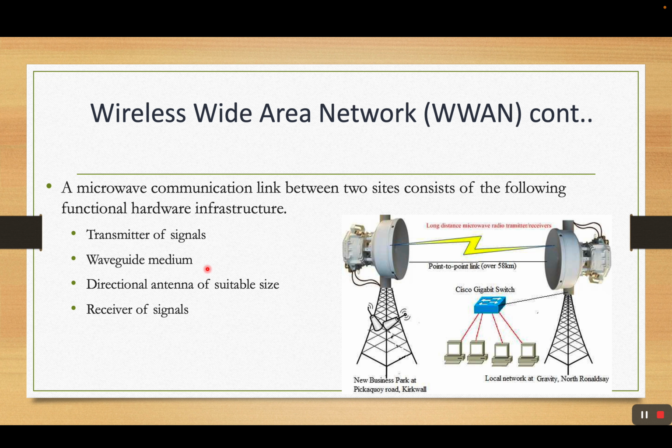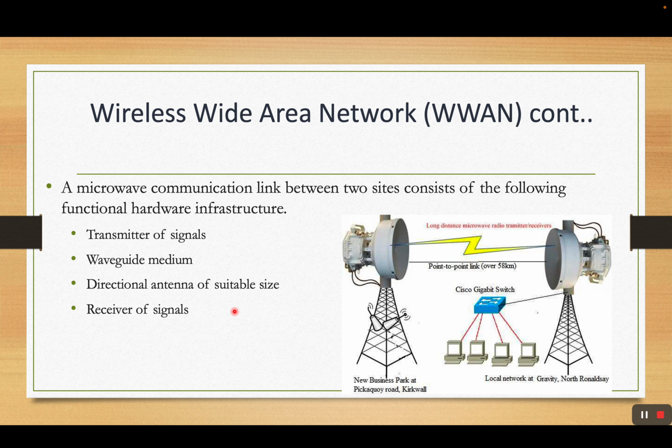Now, the waveguide media can basically be any type of cable that carries the signal from the transmitter to the directional antenna. Now the third one, directional antenna of a suitable size. It depends on the type of microwave. Basically here, the antenna focuses the signal in a specific direction, as you see in the picture here, from this location to that location, allowing it to be transmitted over a long distance.